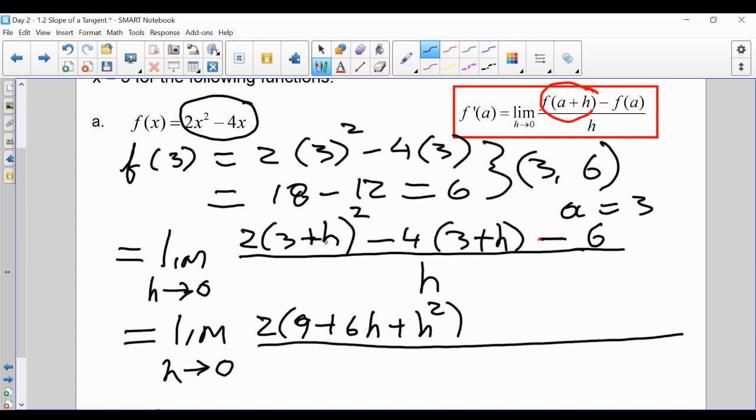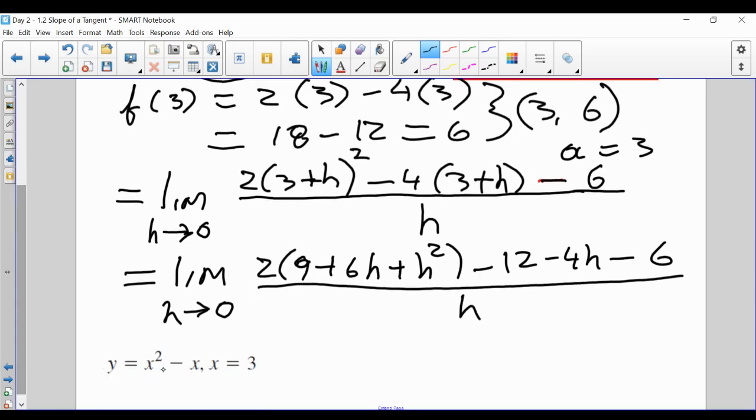So it's like taking 3 plus h and multiplying it by 3 plus h. I'm telling you it works out to be 9 plus 6h plus h squared, minus, and again, I'm just continuing with the algebra here, minus 12 minus 4h minus 6. Okay, so far so good, and that's all over h, by the way. All right, okay, let's keep going.